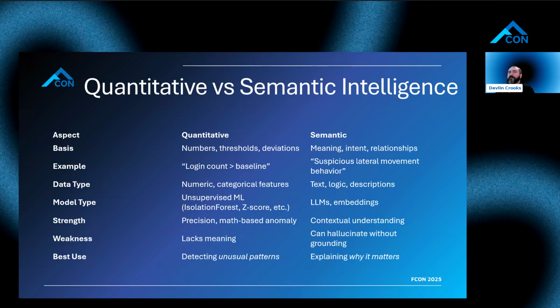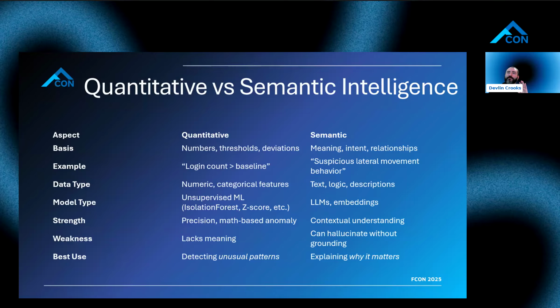And before I dig too deep into this, I'm going to give a quick rundown on quantitative versus semantic intelligence, especially when we go into the unsupervised model and how it's basically being an auto embedder, and the pre-trained LLM, which is going to look at the sum of all of the anomalous thresholds and then say, okay, this looks like lateral movement behavior. So for example, quantitative is statistical analysis, it's numbers, thresholds, deviations, and semantic is the meaning, the intent, and the relationships. So we have a log and count above the baseline, that could be brute force, where semantic is able to see that risk, suspicious lateral movement behavior.